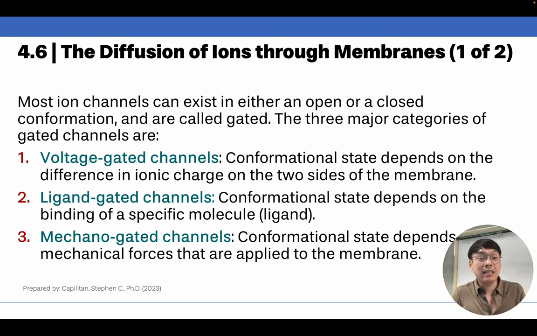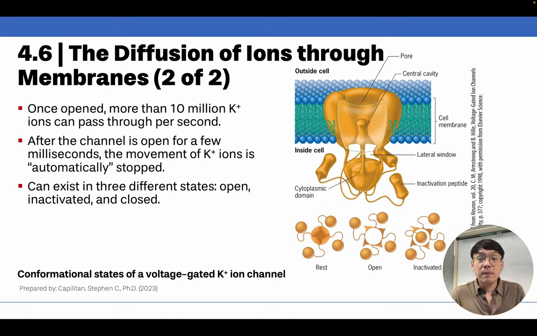We also have ligand-gated channels, depending on the binding of a specific molecule or a ligand. Mechano-gated channels have conformational states that depend on mechanical forces being applied to the membrane. So let's talk about the conformation of voltage-gated potassium ion channels. Once these are opened, more than 10 million potassium ions can pass through per second. After the channel is opened for a few milliseconds, the movement of potassium ions is automatically stopped. Here you will see a 3D model of a eukaryotic potassium ion channel.